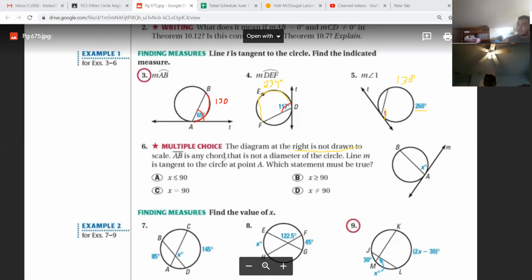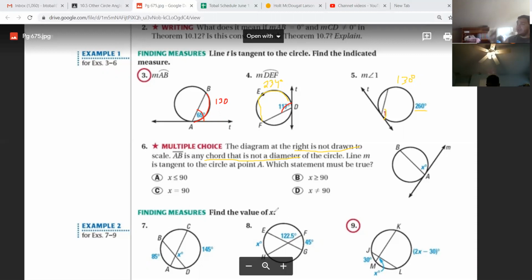Line AB is any chord that is not the diameter. If it's not the diameter, or radius, let's say, then we have to think of a rule that we learned in 10.2, which was that tangents and radiuses, or tangents and diameters, would be perpendicular, or 90 degrees. If it's not a diameter, then it cannot be 90 degrees.